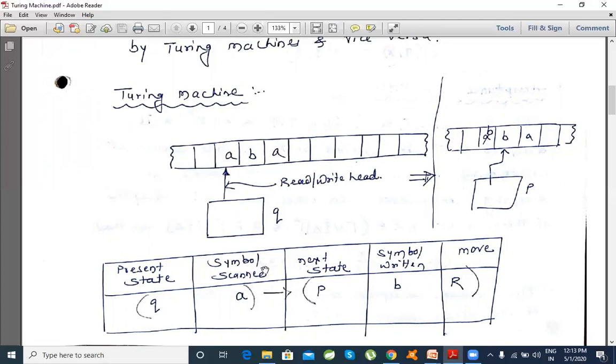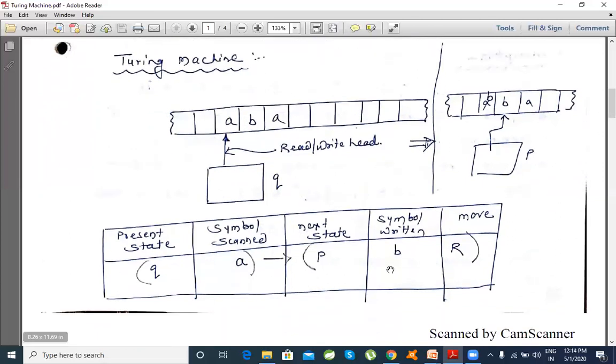Now this table represents a single move of your machine, where the present state is Q and the current head is scanning A. Based on this information, the machine can take its next move. For example, it goes from state Q to P, by replacing A on input by B and moving towards right. This overall single move of a machine is represented in a table format, or it can be represented in a state chart diagram.